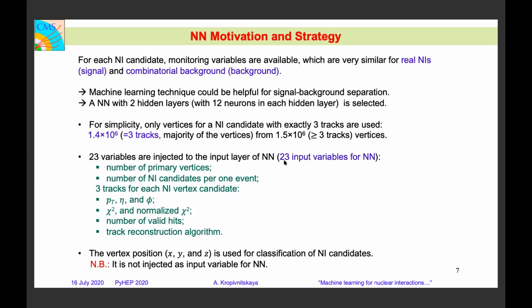We have the transverse momentum, eta and phi coordinates. Also, we have the fit quality: the normalized chi square, the number of valid hits, and the track reconstruction algorithm. The vertex position is used for classification of the nuclear interaction candidate. And I would like to point out that it is not injected as an input variable for the neural network.